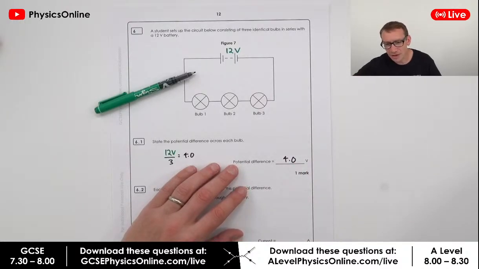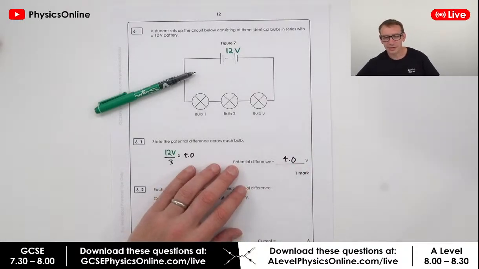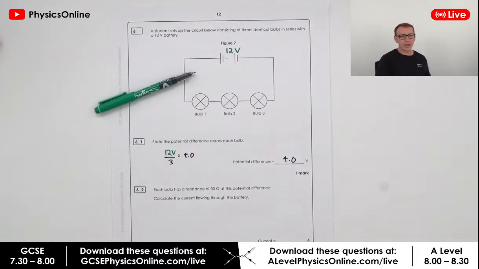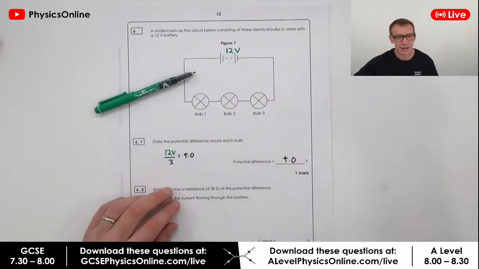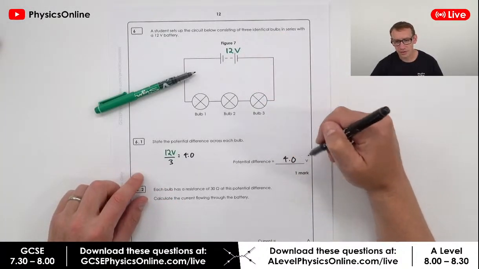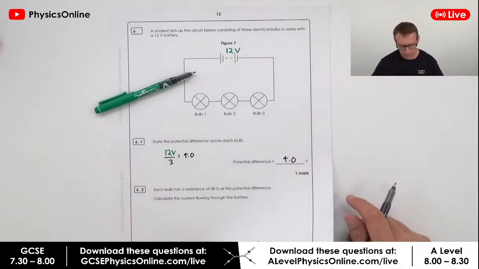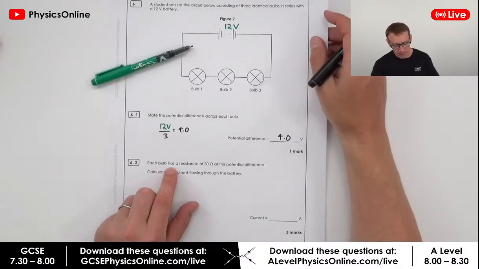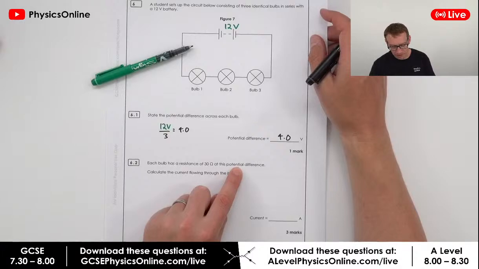Now, of course, at GCSE, all of you would have got the marks. Alistair, Nathan, Matty, you'd all get the marks because you put down an answer of 4. But to be completely correct, because that's to 2 significant figures, I'm going to give my final answer to 2 significant figures as well. Okay, each bulb has a resistance of 30 ohms at this potential difference. Calculate the current flowing through the battery.